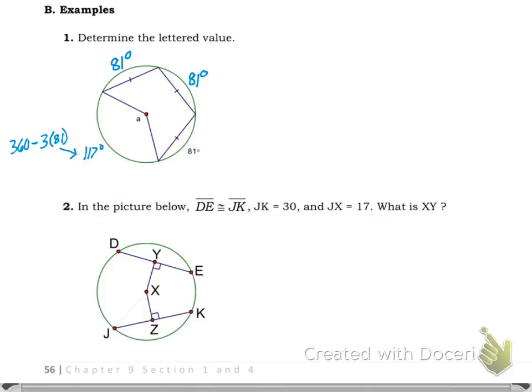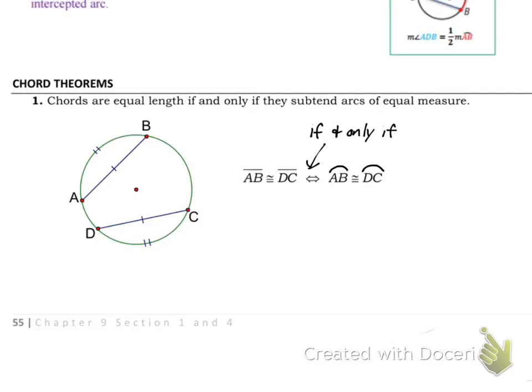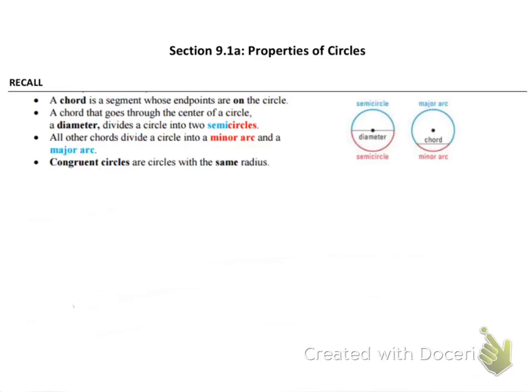Which means A equals what? 117. 117 as well. How do we even know that? It's a property that we did, the very first one we did. You said that angle equals... I mean, how do you know A is the same?